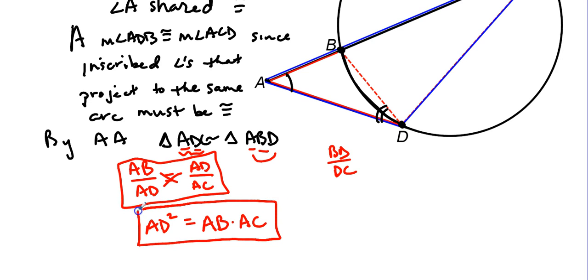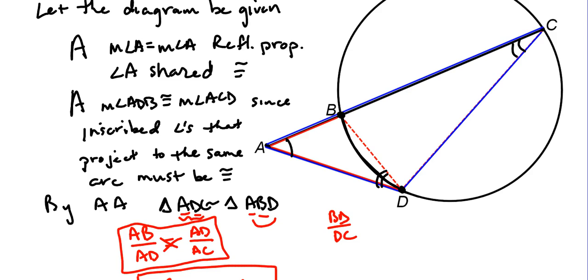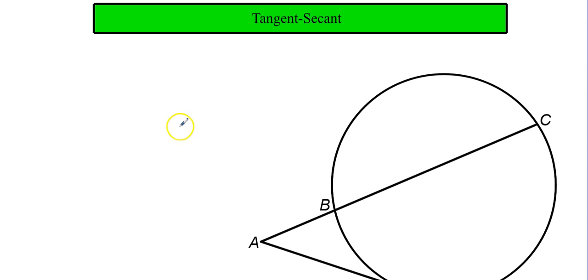If we recognize that AD is the length of the segment from the intersection of the tangent and the secant and the point of tangency, then that value squared will equal the product of the part of the secant that's exterior times the whole. So I remember this as tangent squared, and again, this is that whole idea of exterior part times the whole.